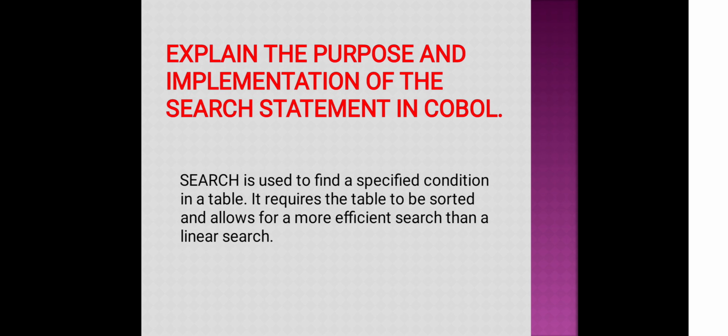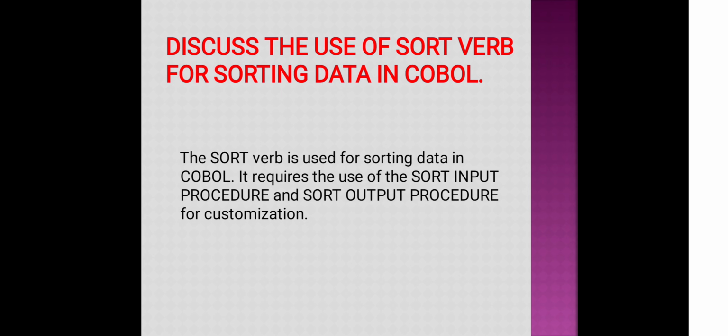Explain the purpose and implementation of the SEARCH statement in COBOL. SEARCH is used to find a specific condition in a table. It requires the table to be sorted and allows for a more efficient search than a linear search. Discuss the use of the SORT verb for sorting data in COBOL. The SORT verb is used for sorting data in COBOL. It requires the use of a sort input procedure and a sort output procedure for customization.